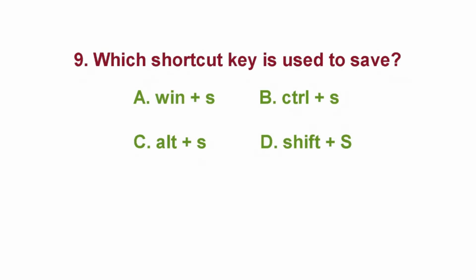Which shortcut key is used to save? A. Windows plus S. B. Control plus S. C. Alternate plus S. D. Shift plus S. Answer D. Shift plus S.